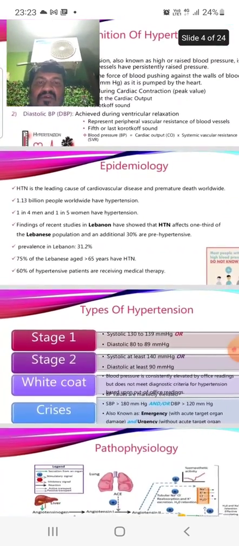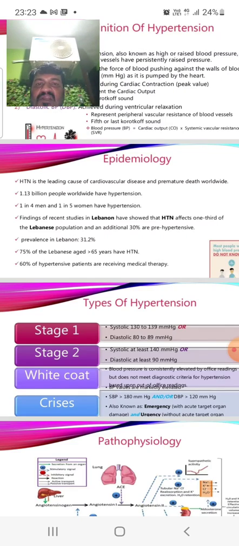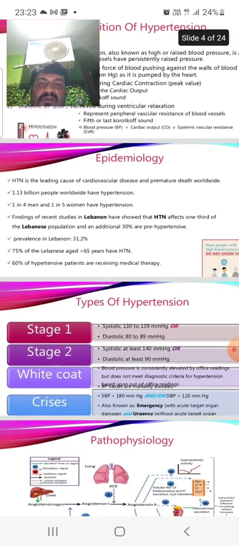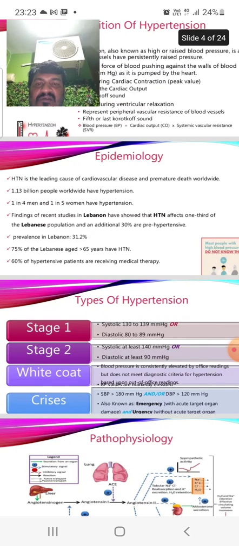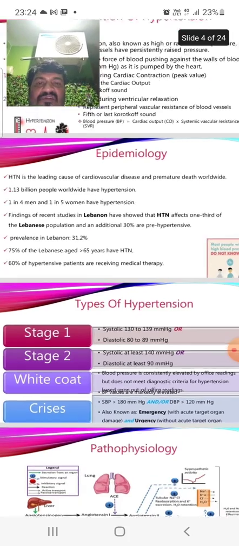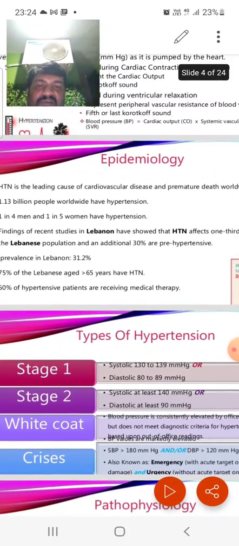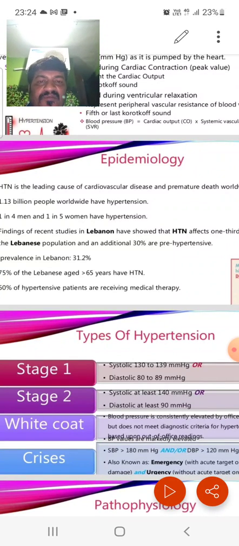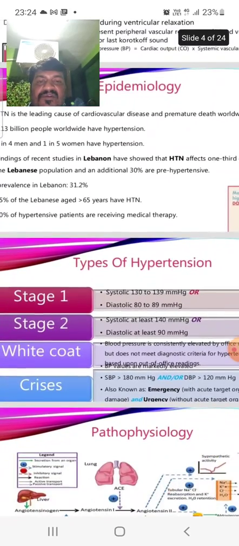So now we come to the types of hypertension. There are stages 1 and 2, white coat hypertension, and the fourth one is crisis. So, what is stage 1? Stage 1 is when systolic blood pressure is about 130 to 139 mmHg or diastolic 80 to 89 mmHg. In the second stage, systolic blood pressure is at least 140 mmHg and diastolic at least 90 mmHg.